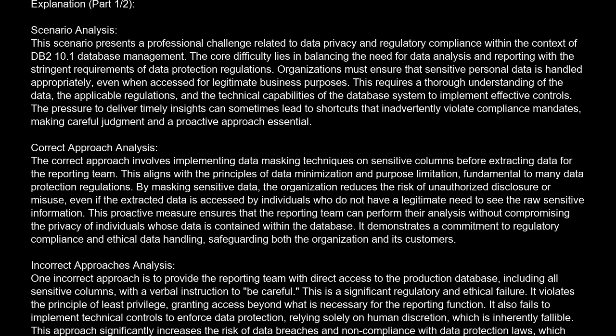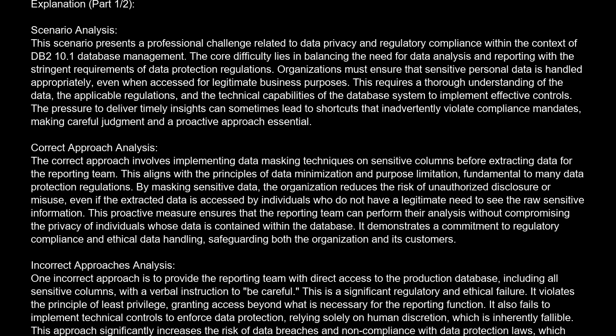Correct approach analysis. The correct approach involves implementing data masking techniques on sensitive columns before extracting data for the reporting team. This aligns with the principles of data minimization and purpose limitation, fundamental to many data protection regulations. By masking sensitive data, the organization reduces the risk of unauthorized disclosure or misuse, even if the extracted data is accessed by individuals who do not have a legitimate need to see the raw sensitive information.